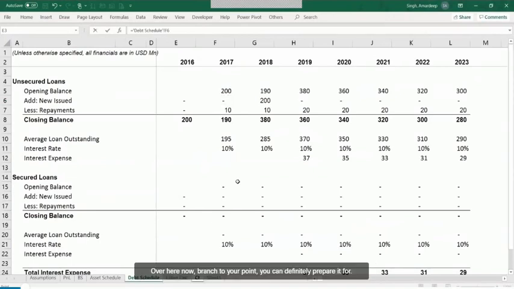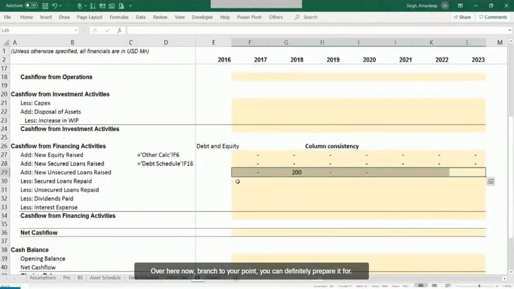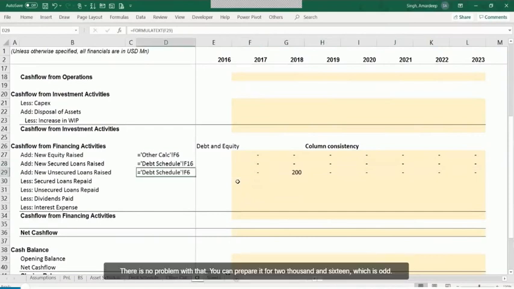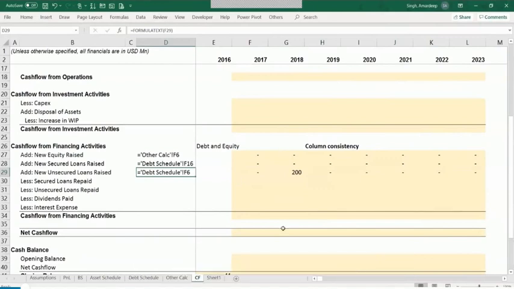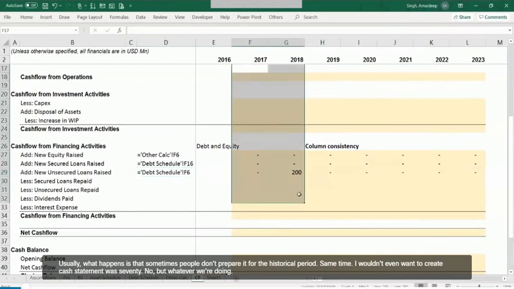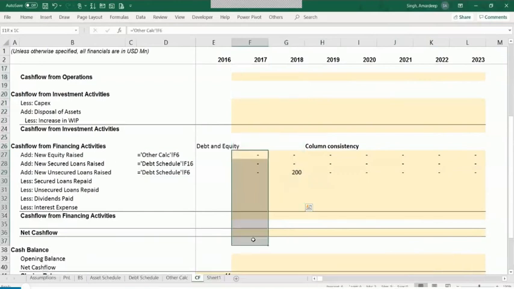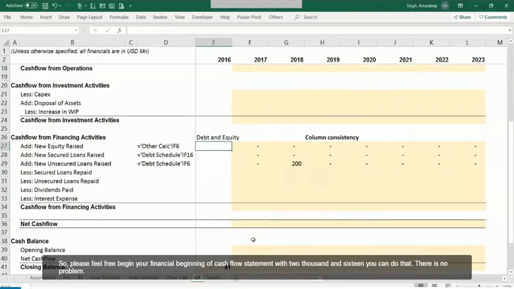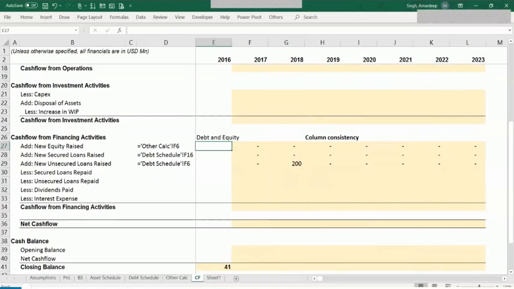Now, Prachi, to your point, you can definitely prepare it for 2016 as well. There is no problem with that. You can prepare it for 2016, which is our first year as well. Usually what happens is that sometimes people don't prepare it for the historical period. In fact, I wouldn't even want to create the cash flow statement for 17, 18 also. But whatever we are doing here for 17, we can do that for 16 as well. So please feel free to begin your cash flow statement with 2016. There is no problem, right?